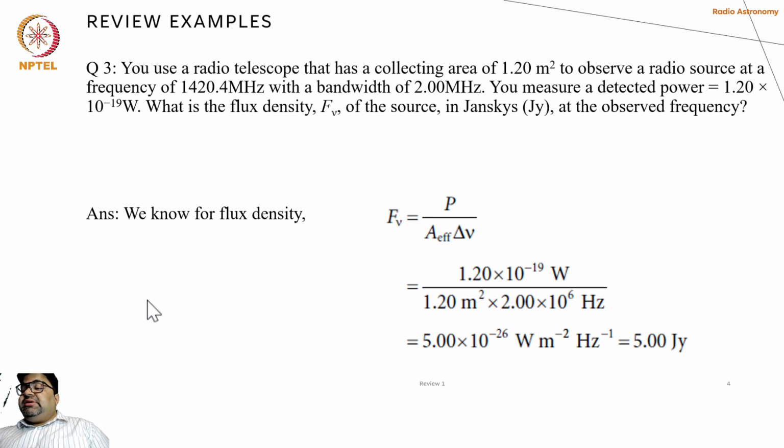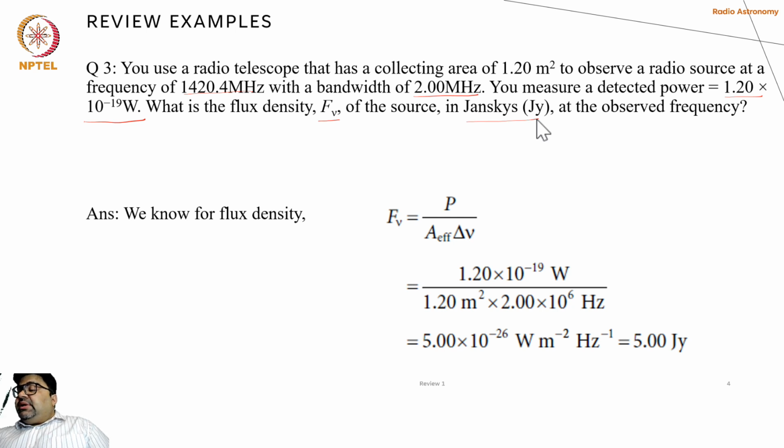The third problem which we are encountering here is: you use a radio telescope that has a collecting area of 1.2 meters squared to observe a radio source at a frequency of 1420.4 megahertz and a bandwidth of 2 megahertz. You measure a detected power of 1.2 times 10 to the power minus 19 watts. What is the flux density F nu of the source in Janskys? Okay.